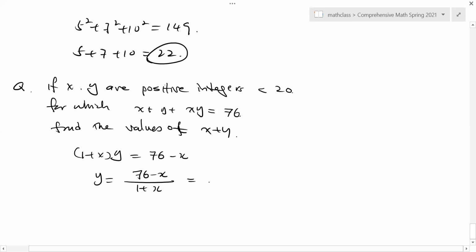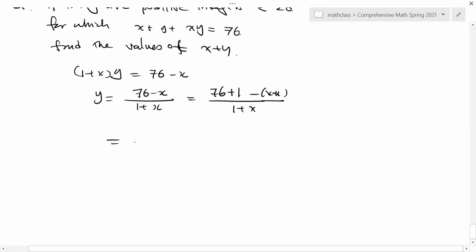So we can try this. Let's see, 76, and I'm going to change it to this, right? Yeah. So make that one 77, 1 plus x minus 1. Okay, so this becomes an integer if and only if 77 over 1 plus x is an integer, right? So we want to see when this can be an integer.